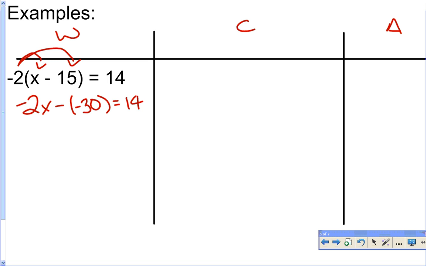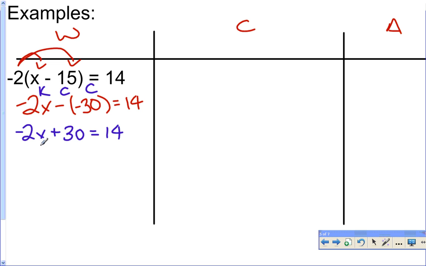So I'm going to do keep it, change it, change it. I'm going to keep the -2x. I'm going to change the minus to a plus, and I'm going to change the -30 to a +30. That looks a whole lot nicer to me to work with than that. And now I just have a two-step equation. So if you can read it, you can do it.